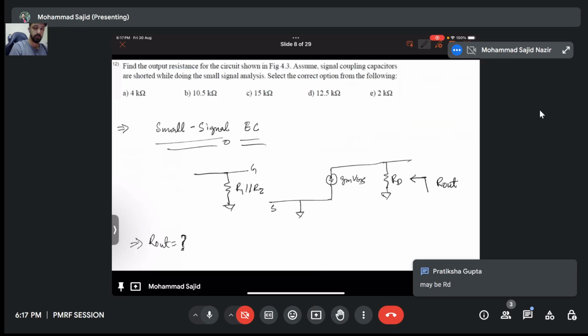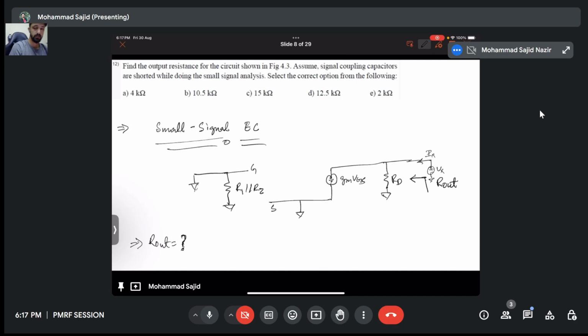Yes, right. That's RD, right? Yes. When you find R out, what will you do? You will attach a test source, IX, and potential VX. And what do you do at the input? Ground it. That means VGS is 0, so there is nothing going in here. So IX will flow to RD, so VX will be IX RD. That means VX by IX will be RD. That is your R out.